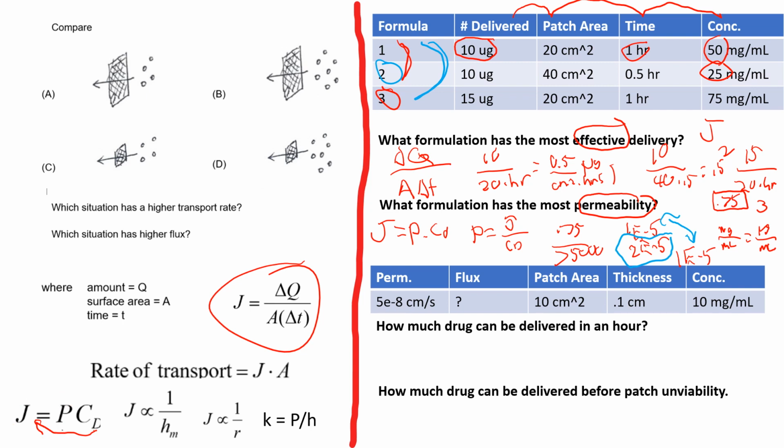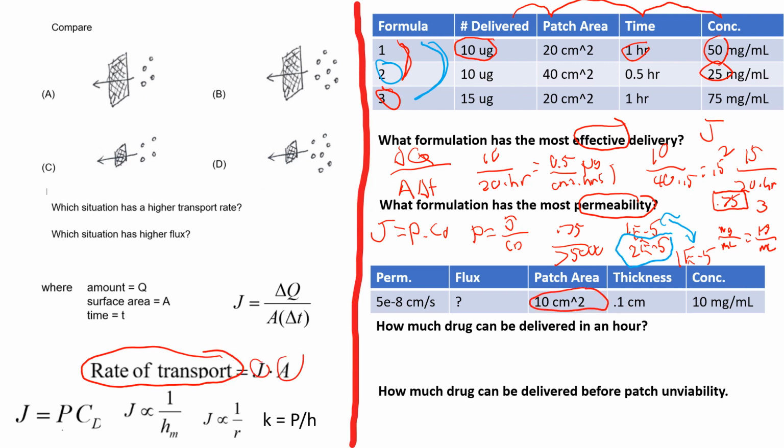So for this one, it's a little bit, I wouldn't say harder, it's just a little bit more abstract, I think. How much drug can be delivered in an hour? So if you remember, our rate of transport, or rate of drug delivery, is our flux times our area. We have our area, and flux is ever so conveniently marked with a question mark in this table, meaning that we probably have to solve for it. But the problem here is we don't have our delta Q, we don't have a delta T, so how do we get our flux?